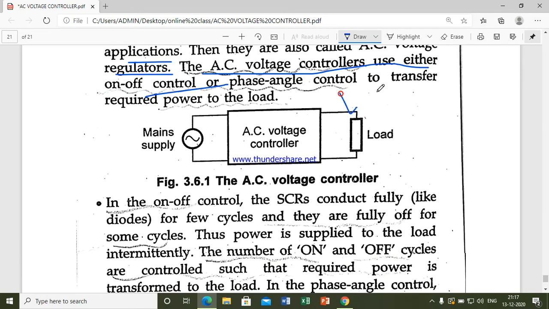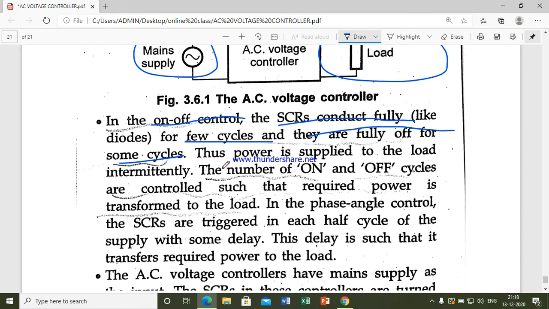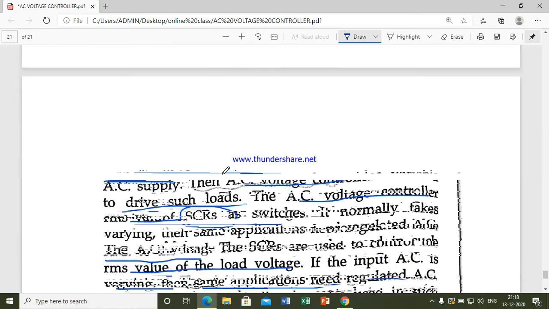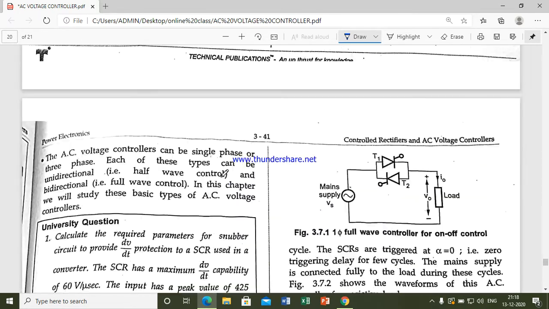Here you can see a circuit diagram of the AC voltage controller. Input is the main supply, output is the load. Next we will see on and off control. The SCR conducts fully for a few cycles and is fully off for some other cycles. We will see why it is called on and off control. Next, the circuit diagram of the on and off control.